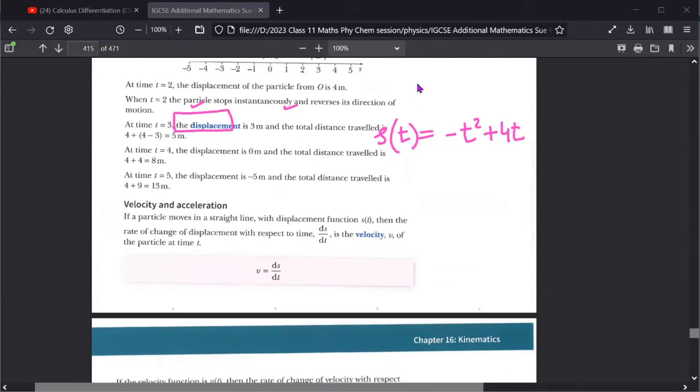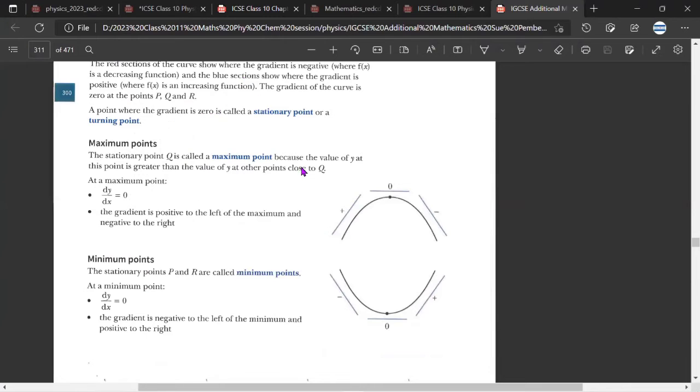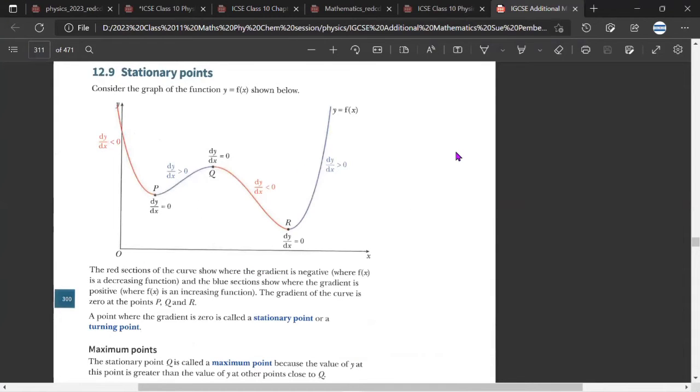So this is what we want to discuss in this topic, that how do we use our differentiation to understand. We will be able to calculate, given a displacement function, the velocity function and the acceleration function. That is what we will be able to do.